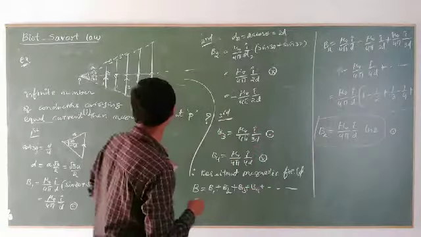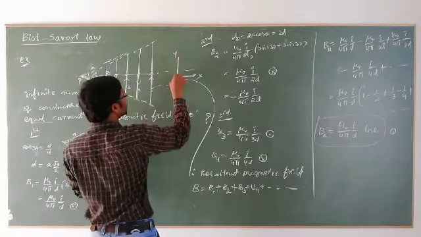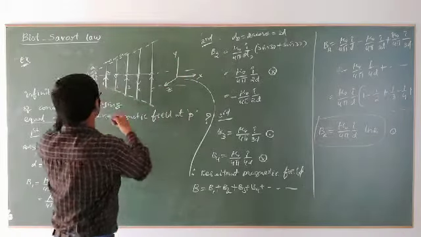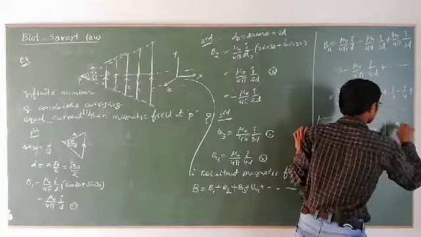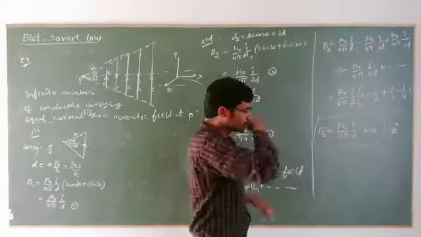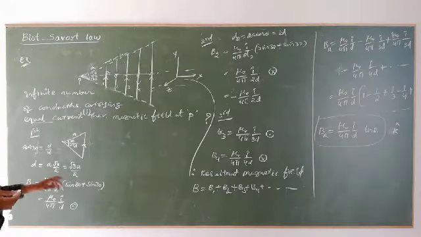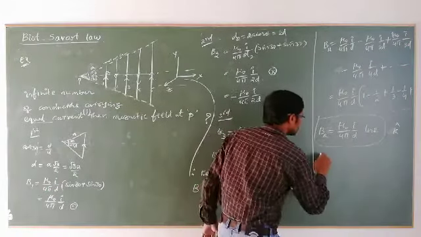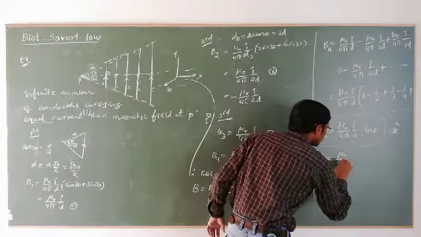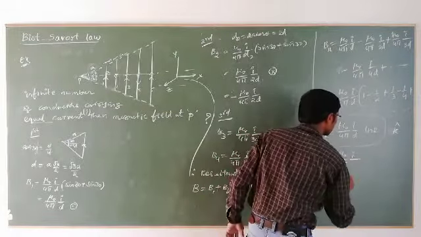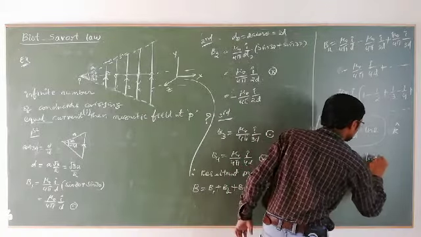Outward, let us take in vector form x, y, z. So outward means what? Z. Z means K cap. Now you substitute the D value also. D value is nothing but A cos 30, which is root 3A by 2. Then B resultant is equal to mu naught by 4 pi I by root 3A by 2 into ln2 K cap.